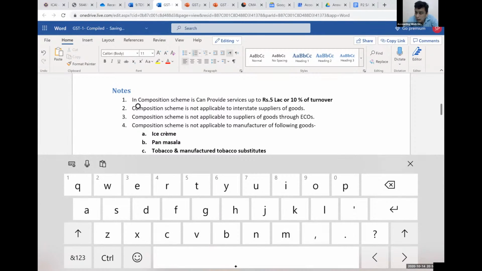Sir, I am an electronic items dealer. My turnover is 75 lakhs. Guys, getting it? Yes, sir. Can I opt for the composition scheme? Yes.